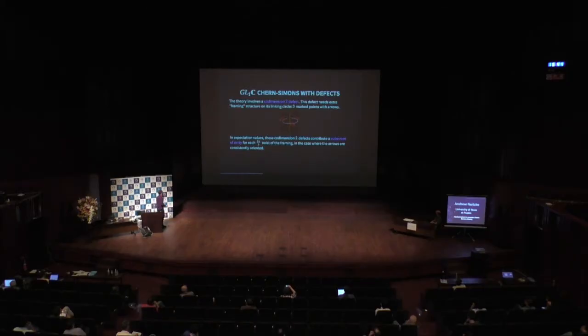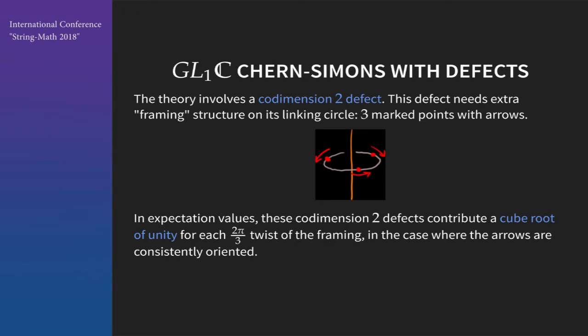And so the effect of this defect ultimately is almost trivial, but on the other hand, nothing's right unless you have it. It just contributes a cube root of unity every time the framing winds around. So if you have a closed loop where these 3 points wind around, so they exchange with each other, a sort of 2 pi over 3 rotation, then this thing is going to contribute a cube root of unity to the expectation value.